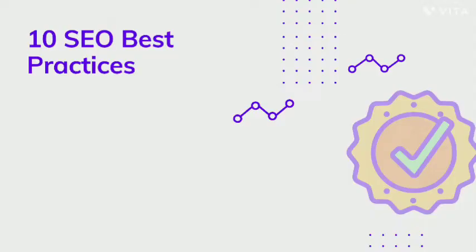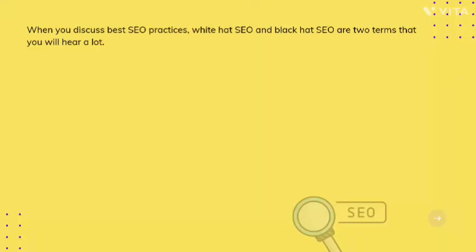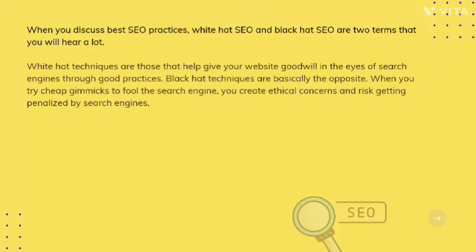10 SEO Best Practices. When you discuss best SEO practices, white hat SEO and black hat SEO are two terms that you will hear a lot. White hat techniques are those that help give your website goodwill in the eyes of search engines through good practices. Black hat techniques are basically the opposite. When you try cheap gimmicks to fool the search engine, you create ethical concerns and risk getting penalized by search engines. Number 1. Keyword placement.